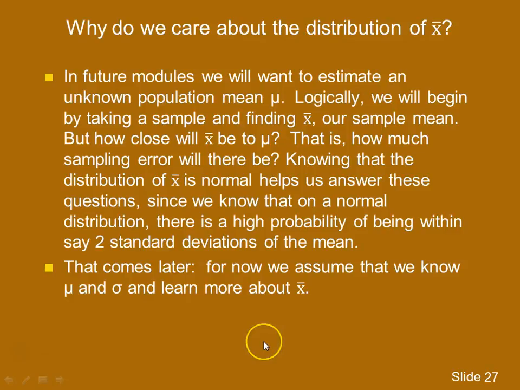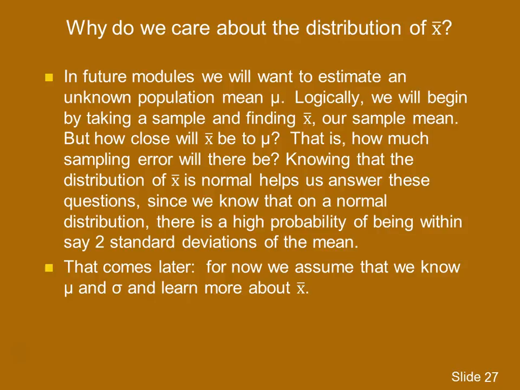Why do we care about all this? Let's stop for a moment and say, why do we care about the distribution of x bar? In future modules, in fact in the next module, we're going to want to try to estimate an unknown population mean mu. If you don't know the mean of a population, it seems logical to start by taking a sample and calculating your sample mean x bar. But how close will x bar be to mu? That is, how much sampling error will there be?